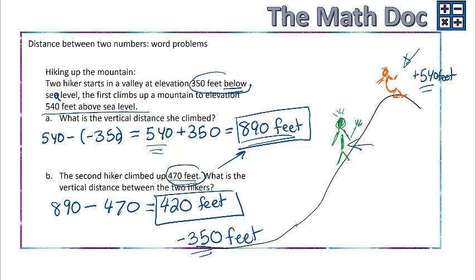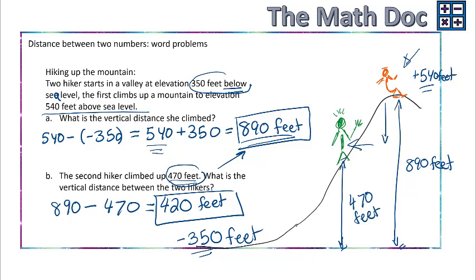Now let's see how we can put this information on the picture here. Well, we said the first climber climbed 890 feet, right? So we can show that with a vertical line from the top of the mountain to the bottom here. On the other hand, the green climber climbed only 470 feet. That is the distance here between the climber and the bottom, 470 feet. And then the difference between them is just 420 feet.